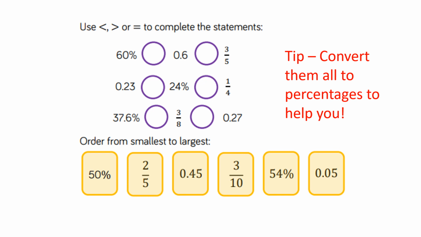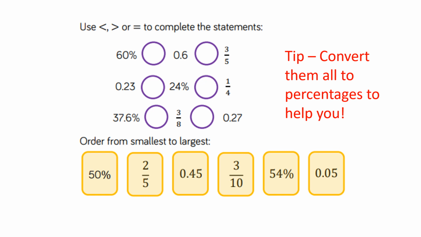For the middle bit, 3/8, if you think to yourself, right, 1 whole is 100%, a half is 50%, a quarter is 25%, then 1/8 is going to be 12.5%. So if 1/8 is 12.5%, what will 3/8 be? And that should help you with that last one.